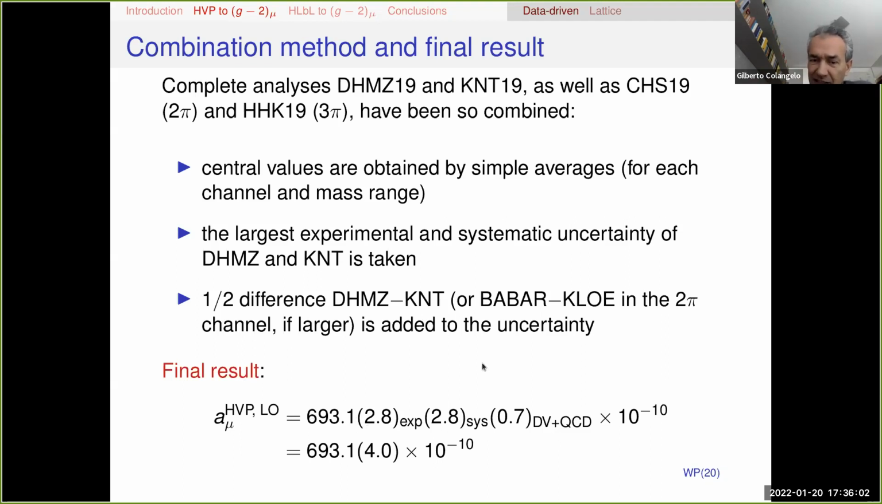And you see that this last step, so first of all, that the larger systematic uncertainty was taken, and then that a difference between different analyses was added to the systematic uncertainty, makes this large contribution to the uncertainty as large as the purely experimental uncertainty, and leads to combining these 2 in quadrature to this 4 in 10 to the minus 10 units uncertainty.